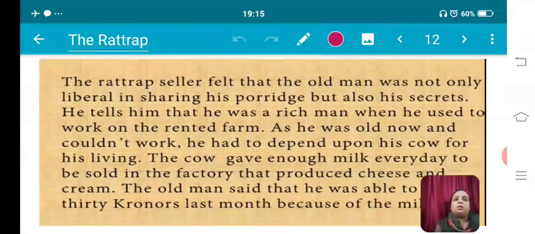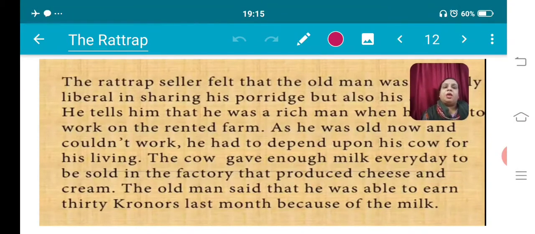The rat trap seller felt that the old man was not only liberal in sharing his porridge, but also his secrets. He tells him that he was a rich man when he used to work on a rented farm, but now, as he was old and could not work, he had to depend upon his cow for his living. The cow gave enough milk every day to be sold in the factory that produced cheese and cream. The old man said that he was able to earn 30 kronors last month because of the milk.